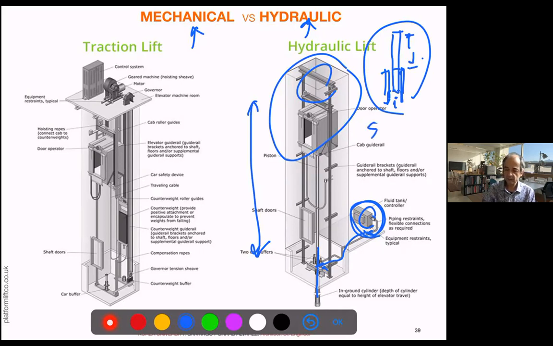But they are painfully slow, right? They can take like 3, 4, 5 times as much time to go from one floor to the other.